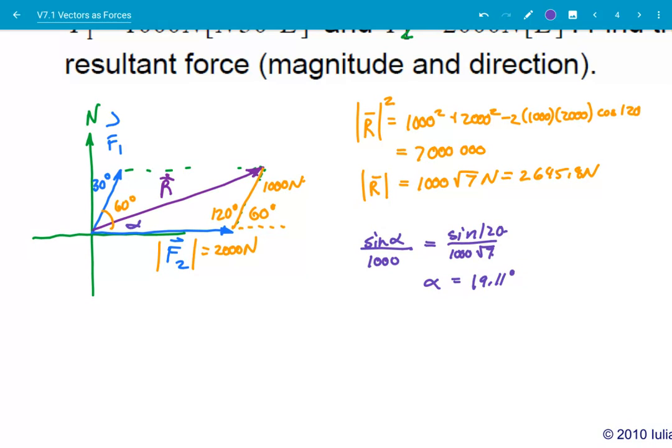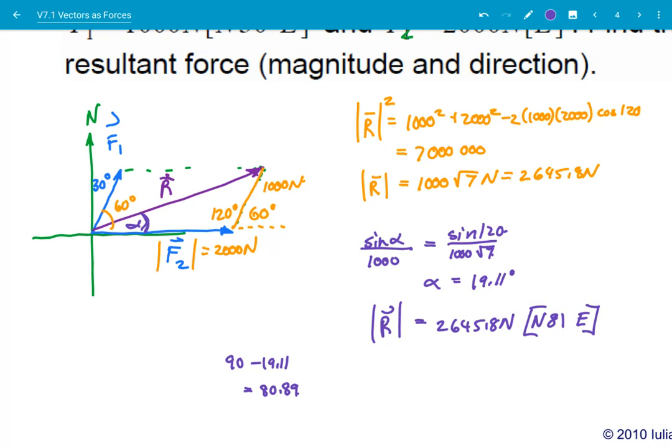Now, that's not a compass direction, so I guess the resultant is 2,645.8 newtons, and the direction is north and then to the east, but it's not 19.11, right? Because that's this small angle here. We need the angle from north, so we need the complementary angle of that. So it'll be 80.89, or 81 degrees, I guess we'll say, east of north. Example 1's done.